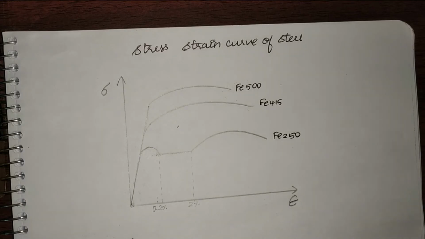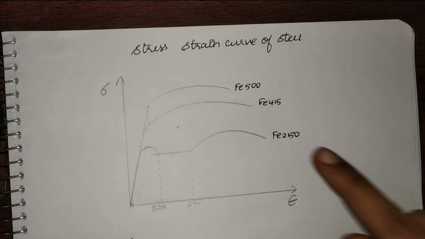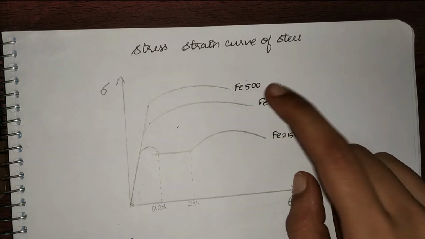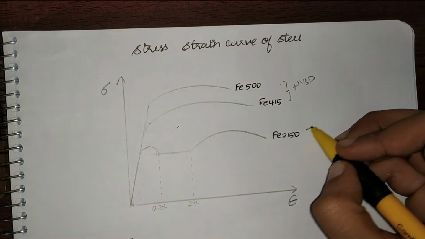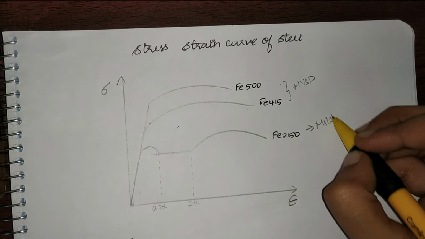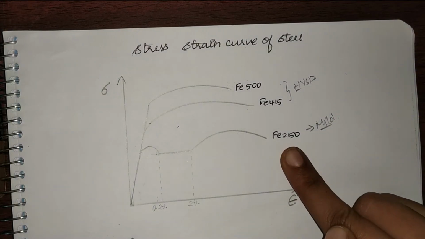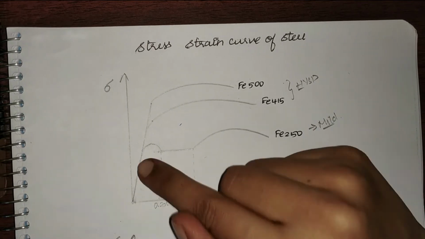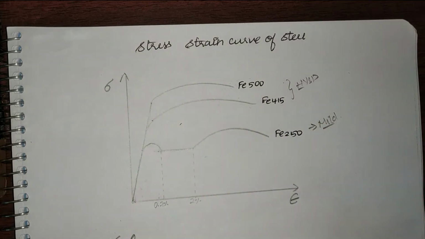Now let us look into the stress strain curve of steel. I have three different types of steel here: Fe250, Fe415 and Fe500. These two are the HYSD bars and this is my mild steel bar. So let us look into the stress strain curve. Firstly, let us look into Fe250. We can see that at the starting my stress and strain are linear up to this point.